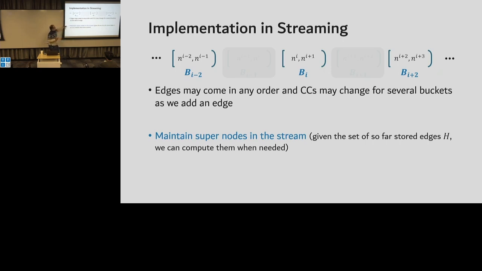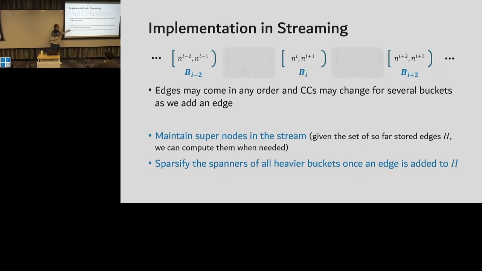And we can show that this is possible. We really don't need to maintain the connected components and everything, or supernodes, or the contraction. What we really need is to have the graph H and to be able to compute the connected components at any point. And this is possible. Once we have the set of edges that we have stored so far, we can always figure out the connected components for each bucket B_{i-2}, as I described. So this part is not that difficult.